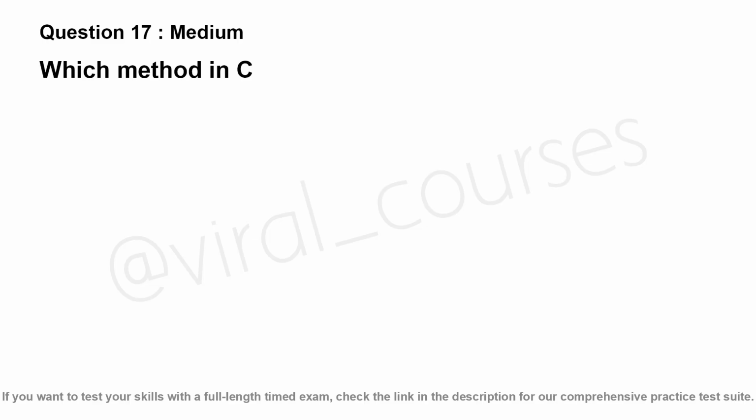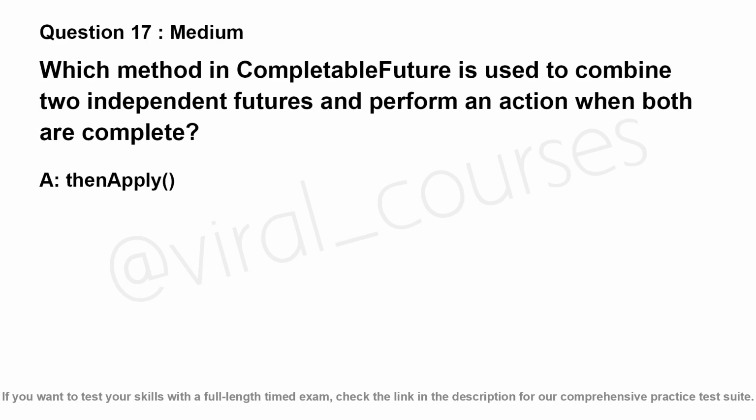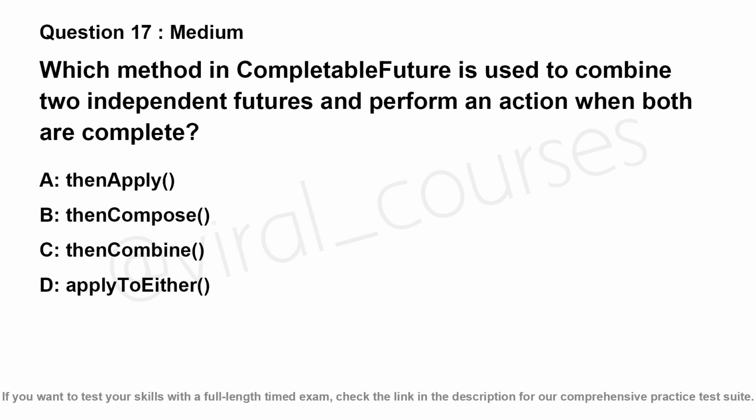Which method in CompletableFuture is used to combine two independent futures and perform an action when both are complete? Option A, thenApply. Option B, thenCompose. Option C, thenCombine. Option D, applyToEither.